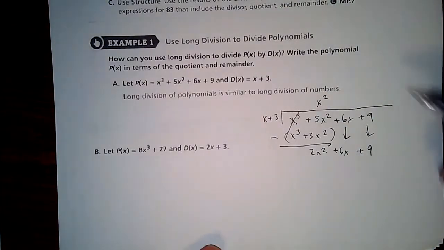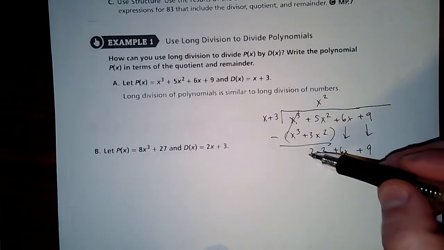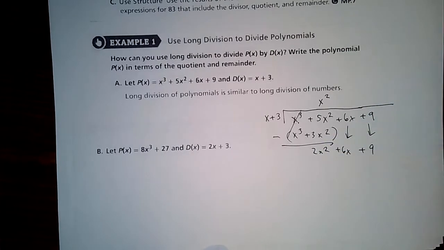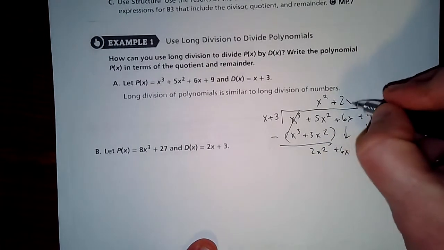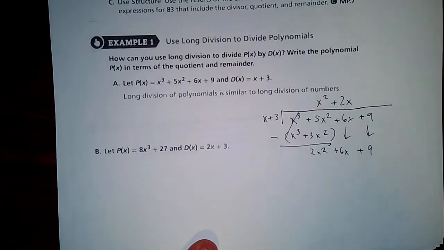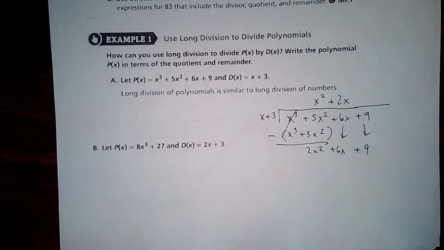So on to the next one, we'd say, if I have an x, what do I need to multiply x by to turn it into a 2x squared? Well, I'd definitely have to multiply it by 2, and I'd also have to multiply it by an x. So that means my next term is going to be 2x, because 2x times x gives me 2x squared. So it's sort of like you're filling in the blank. You're saying x times what gives me this.